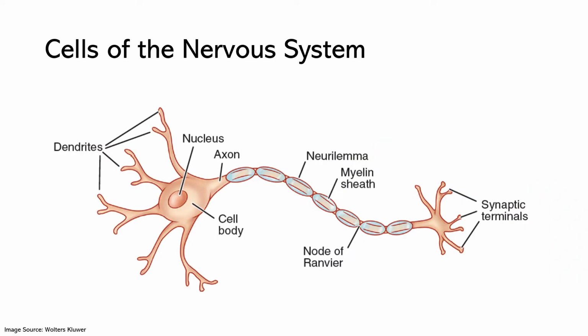The basic functional unit of the brain is the neuron. The neuron is composed of dendrites, a cell body, and an axon. The dendrites are branch-type structures for receiving electrochemical messages. The axon is a long projection that carries electrical impulses away from the cell body. Some axons have a myelinated sheath that increases the speed of conduction.